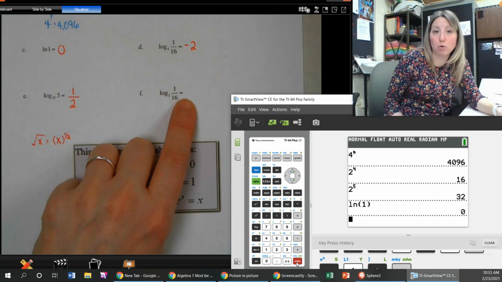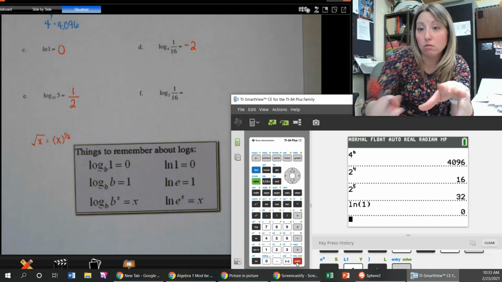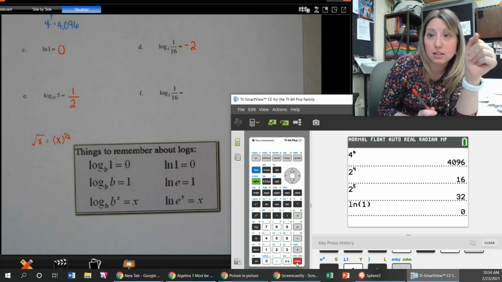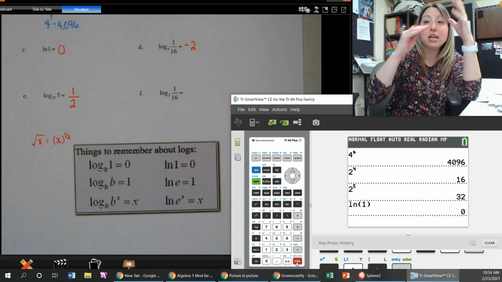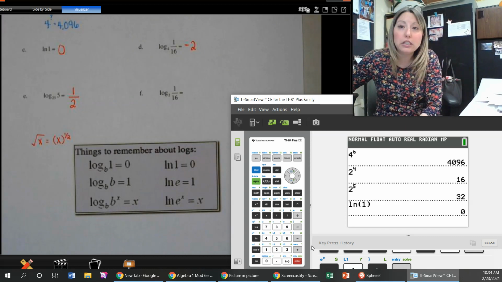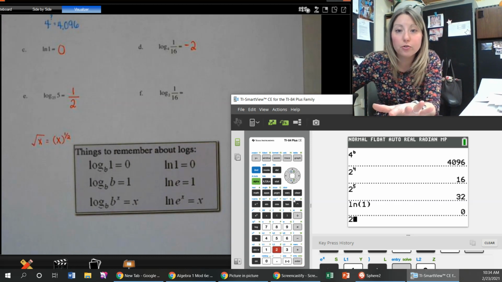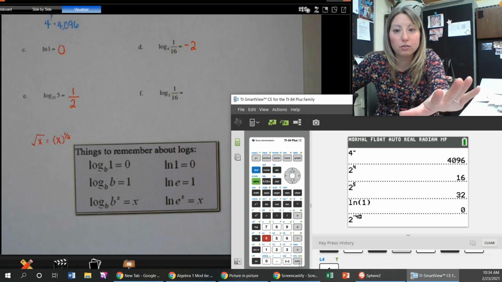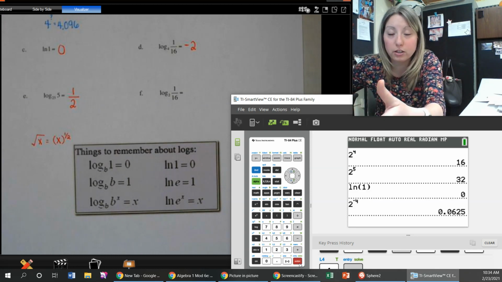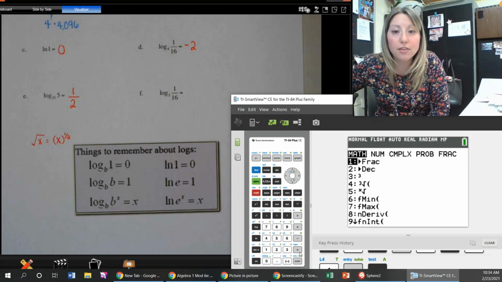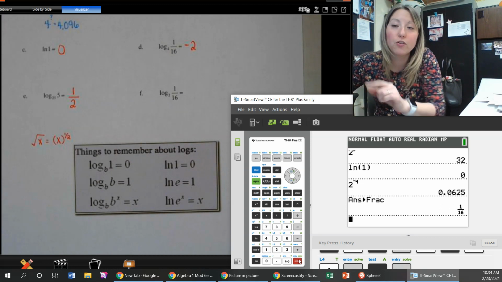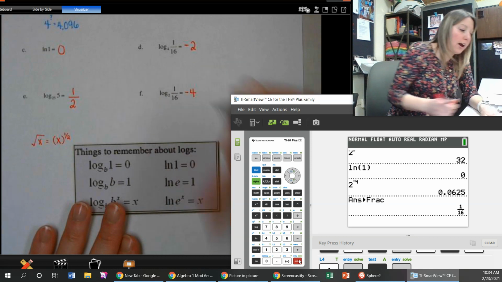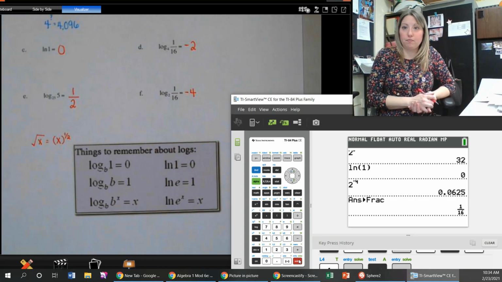2 to the what power is 1/16? Well, I know, and it's right on my screen here, 2 to the 4th power is 16. So 2 to the -4th power is 1/16. And if you're unsure and you just want to be sure about it, 2 to the -4 is going to be given to you in decimal form, but press math, enter, enter, and it converts that decimal into your fraction of 1/16. So that's how you can check your answers.